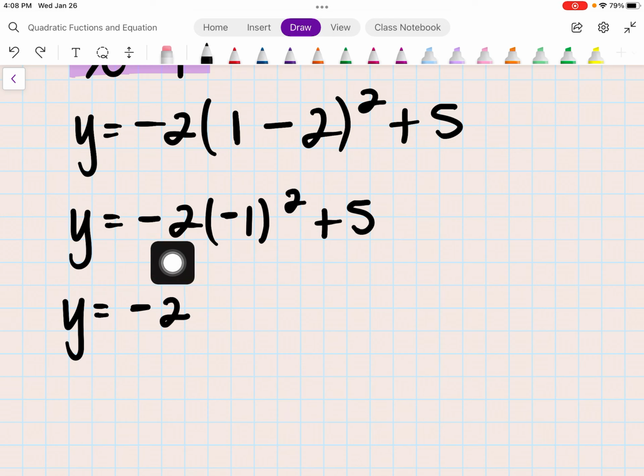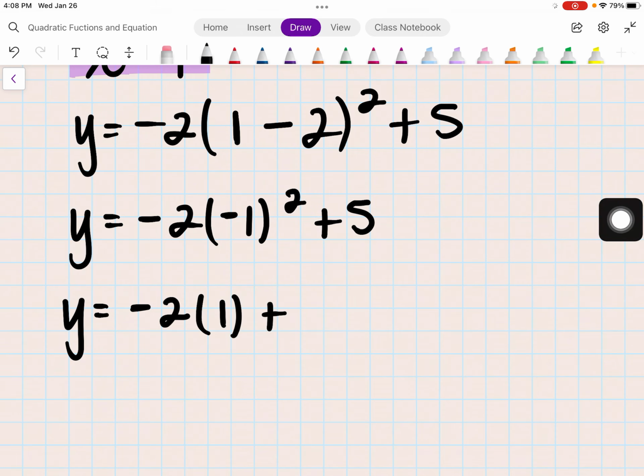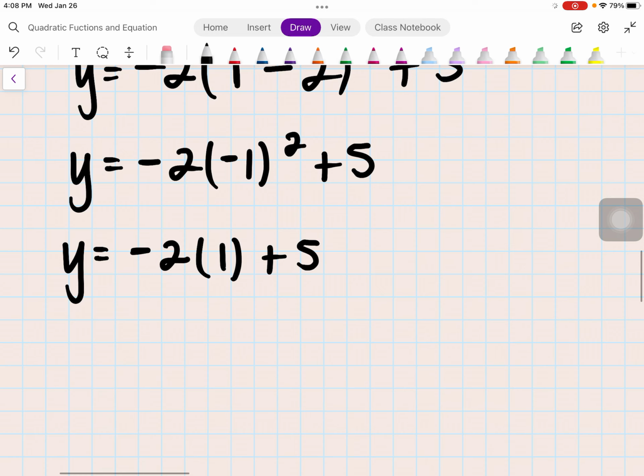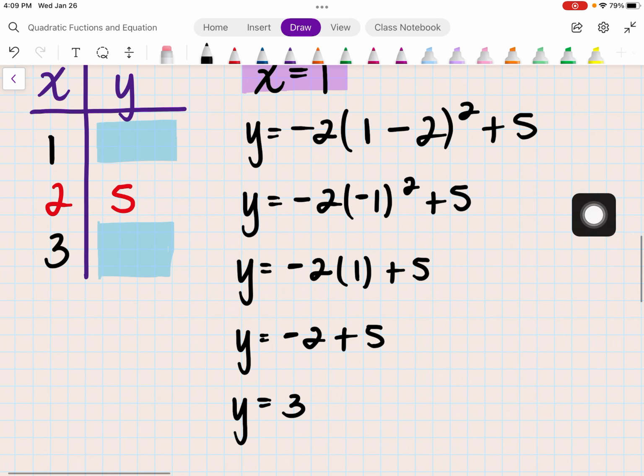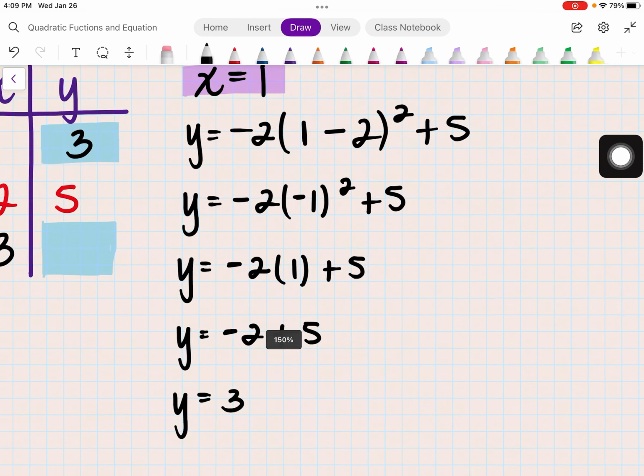I have a lot of students multiplying first the negative 2 and then squaring. But in this case, order of operations just call for us to square first. So I'm going to go ahead and do negative 1 squared. Negative 1 squared in this case, guys, is going to give us a 1 and plus 5. So negative 2 times 1 is negative 2 plus 5. And negative 2 plus 5 here is 3. So in this case, wherever I have x equals 1, y here is going to be equal to 3.